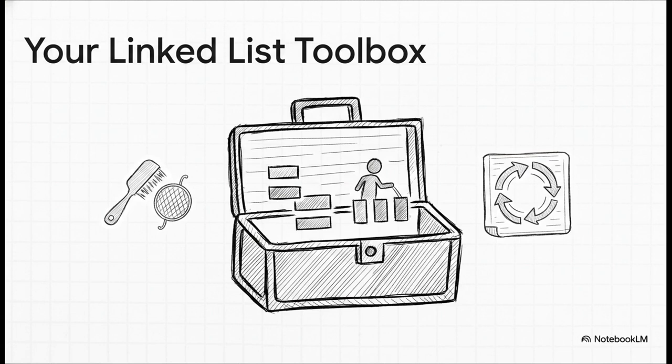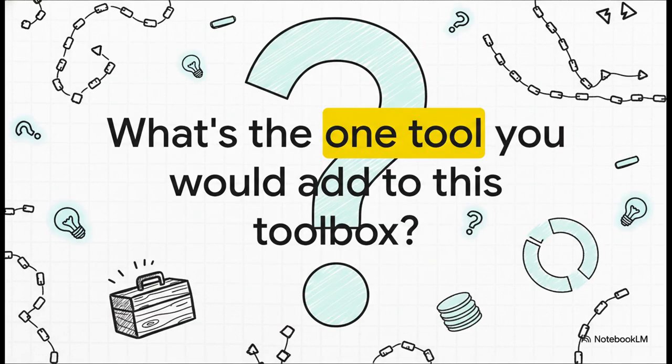Your linked list toolbox is officially stocked and ready to go. You've got the cleaner for getting rid of duplicates, the matchmaker for finding common ground between 2 lists, and the sorter for partitioning. And most importantly, you now know how to use that sorter recursively to build the master algorithm, quicksort. These tools can solve a huge range of problems.